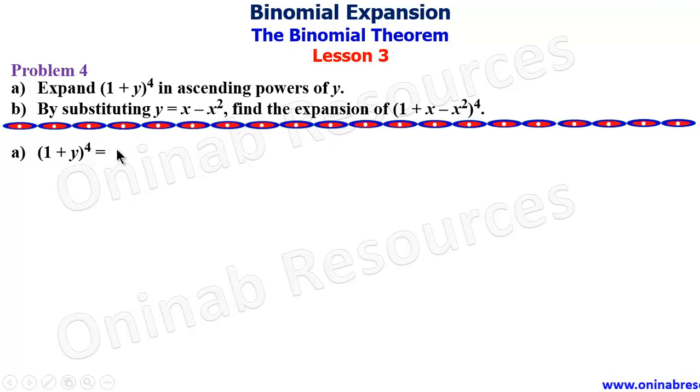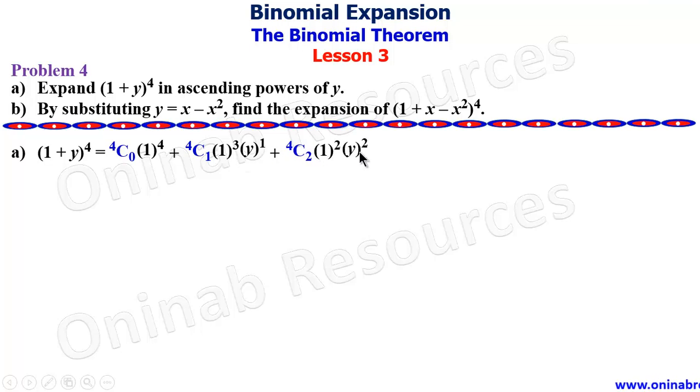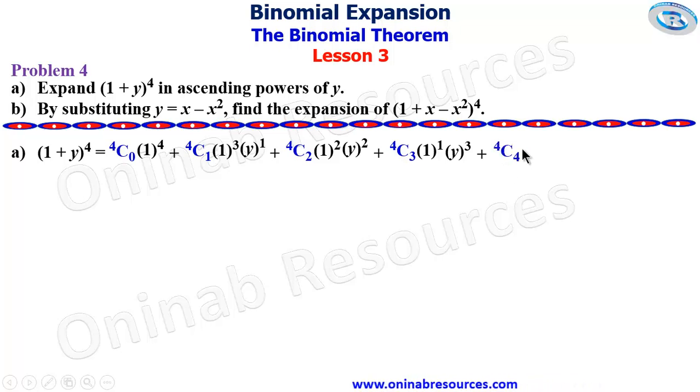The first coefficient is going to be 4 combination 0, then 1 raised to power 4, plus 4 combination 1, 1 raised to power 3, then y raised to power 1, plus 4 combination 2, 1 raised to power 2, then y raised to power 2, plus 4 combination 3, 1 raised to power 1, then y raised to power 3, and finally plus 4 combination 4, y raised to power 4.